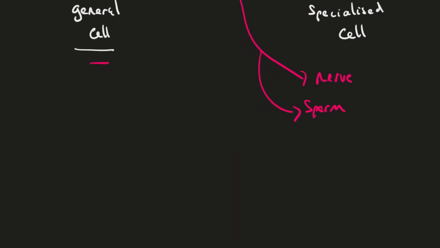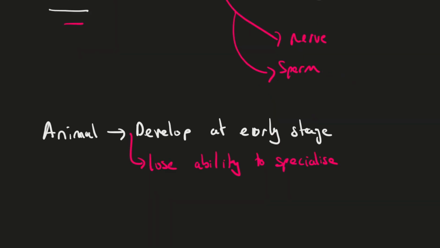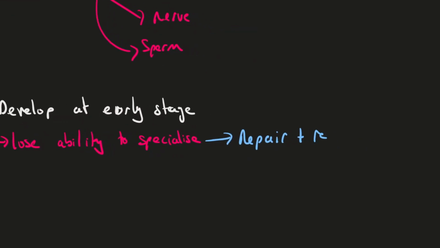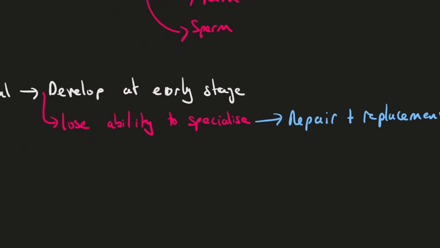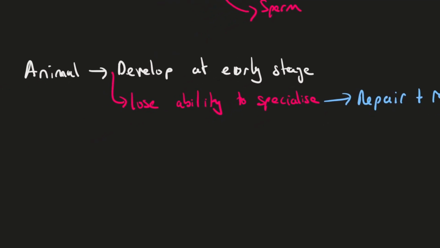Now, one important thing to note, the difference between the animal cells and plant cells. So for animal cells, they tend to develop at an early stage of the organism's life, and they basically lose the ability to develop after that, or specialize after that. And so what we can say here is that within a mature animal cell, cell division will only occur to allow for repair and replacement. So you won't really get cell division which will develop the cell further from what it was and specialize it further. Once the early stages are over, you'll no longer be able to produce more specialized animal cells.